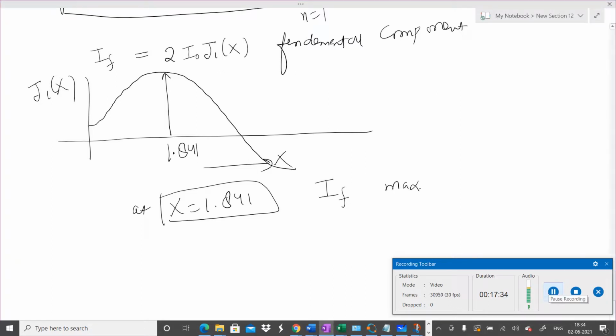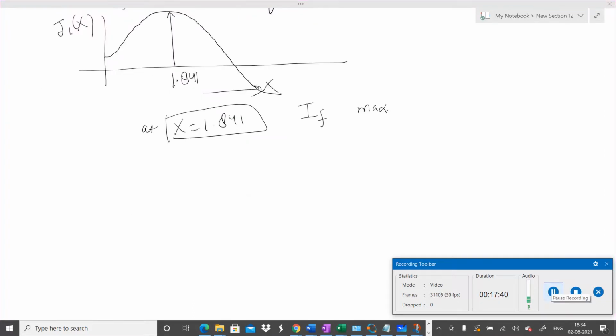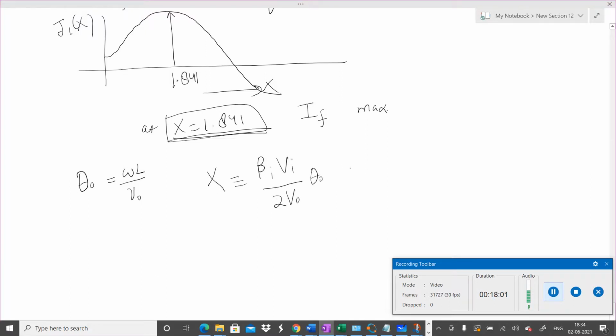Now we recall these relationships by which we can get the distance between the Buncher cavity and the catcher cavity. One is that theta naught is omega L by V naught. And this is the bunching parameter, defined as beta I Vi divided by twice V naught theta naught, which can be written as beta I Vi divided by twice V naught, omega L divided by V naught.